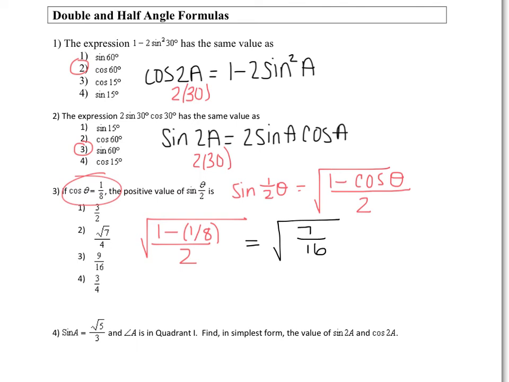Do 7 over 16. Now what's a radical when you have a fraction? Radical of the top over radical of the bottom. So radical 7 over radical 16. Well, I know that the square root of 16 is 4, and radical 7 I can keep, so choice 2. Okay, let's move on to example number 4.